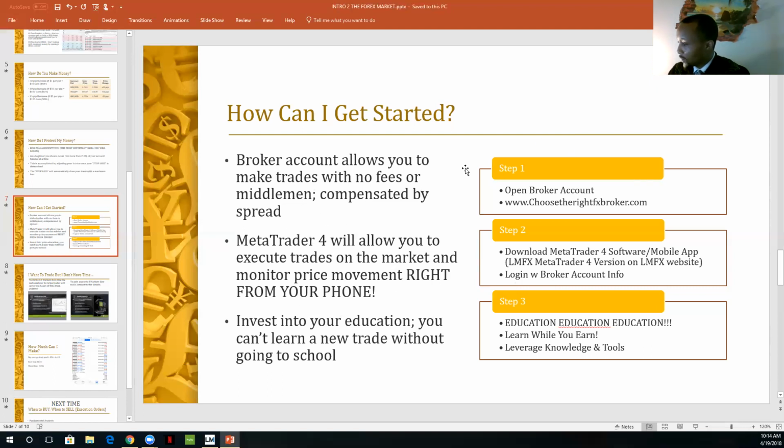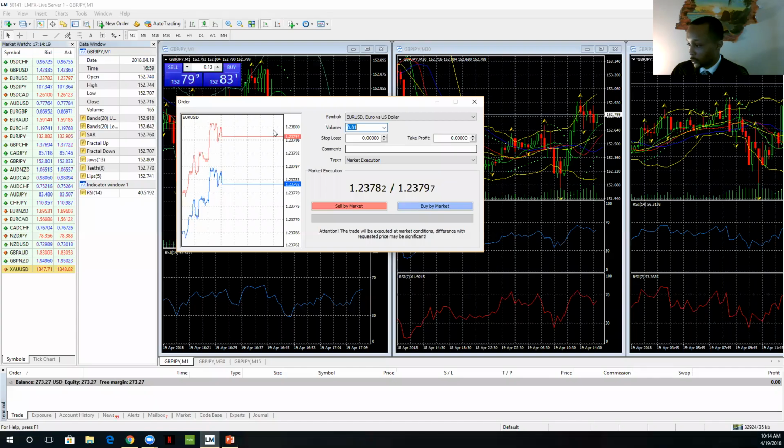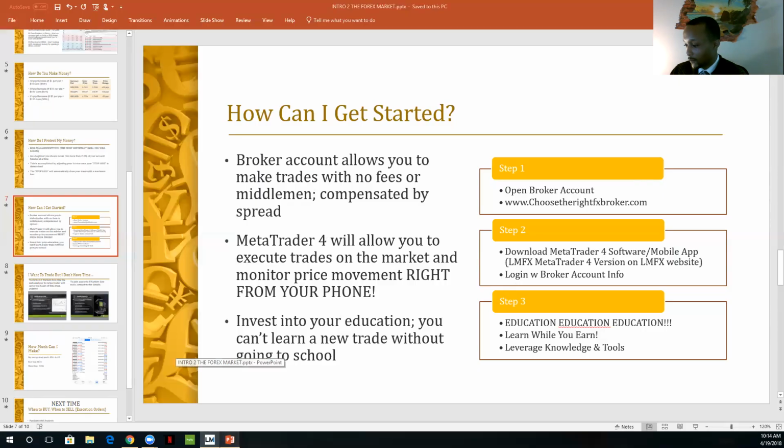Once you get your account set up, you're going to download an app called MetaTrader 4, either to your phone, tablet, or you download the software right on your computer, which is what you see here. Now, if you're using LMFX with the computer software, make sure you download the specific LMFX MetaTrader 4 software. Or you can just contact me and I'll walk you through everything, because I know it's kind of a long process. But once you have your MetaTrader 4 app set up, you log into it with your broker account, whether it's demo or live, and now you're ready to make trades.